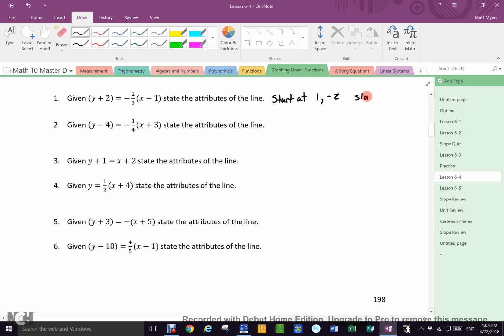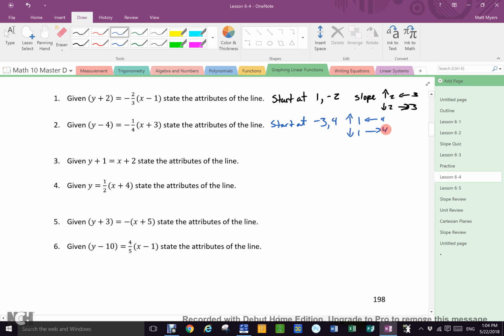And a slope of? Up 2 left 3 or down 2 right 3. Nice! Who's doing the second one for me? Where do I start? -3, 4. And then? Up 1, left 4 or down 1, right 4.